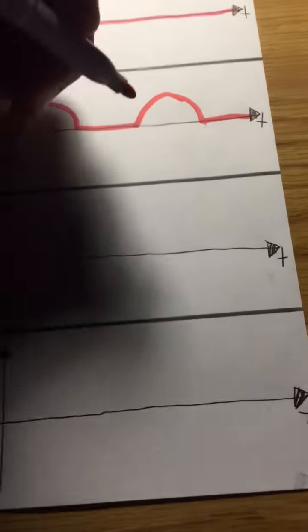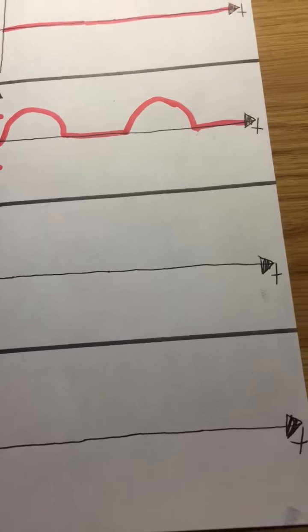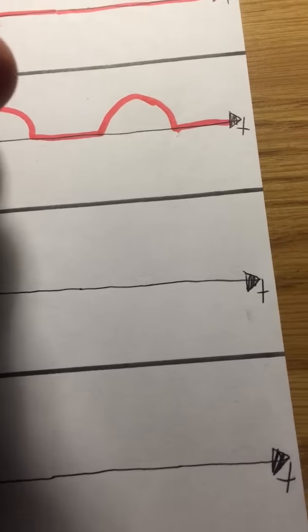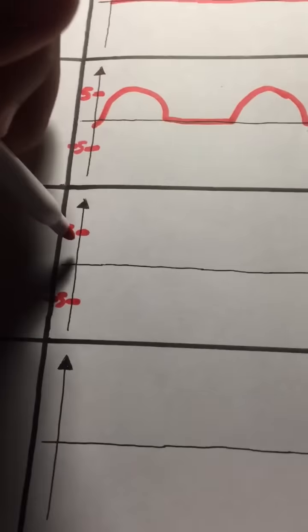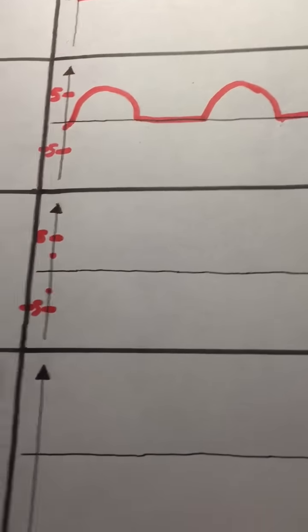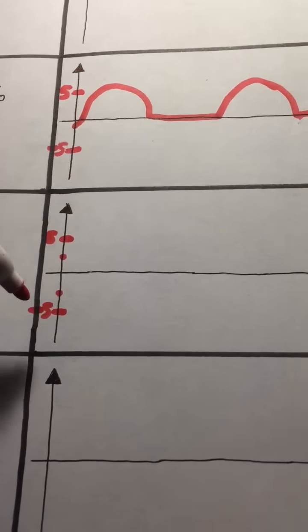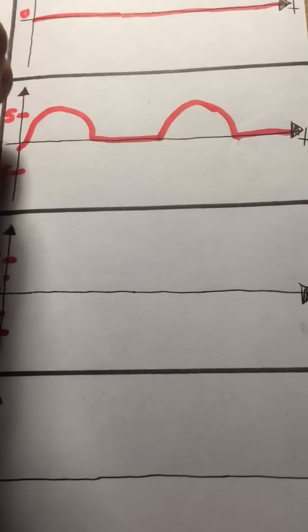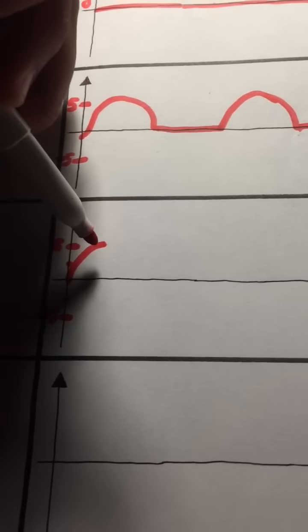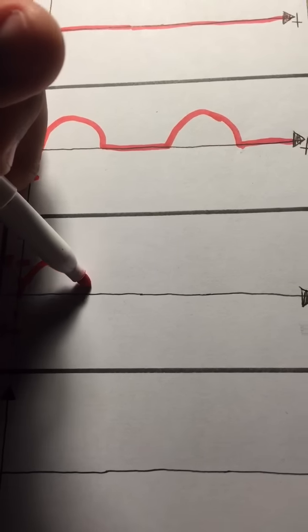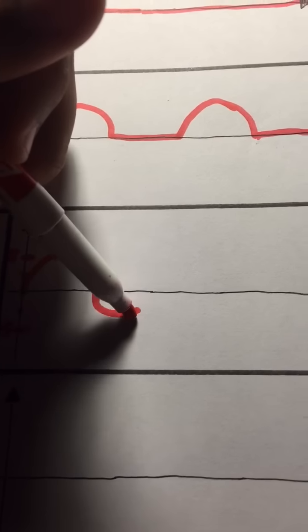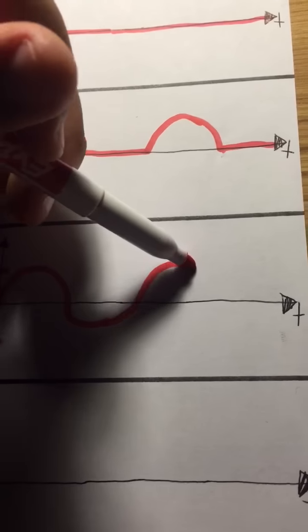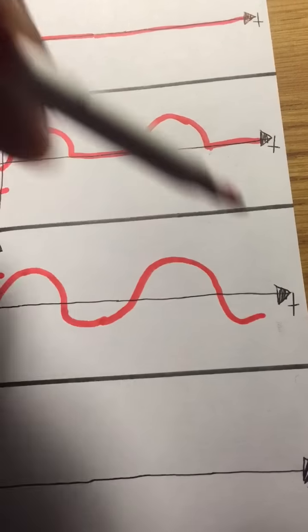Okay, so moving on to the graph part, what does that look like? Well, we know that there's our 5 here, we have our negative 5 here, and now we're just going to add a small dot for 2.5 volts and negative 2.5 volts. So again, positive, it's just going to look like this. Negative, it's only going to go down to the negative 2.5, so it's not going to go all the way down to negative 5. Back up to positive and back down to negative.